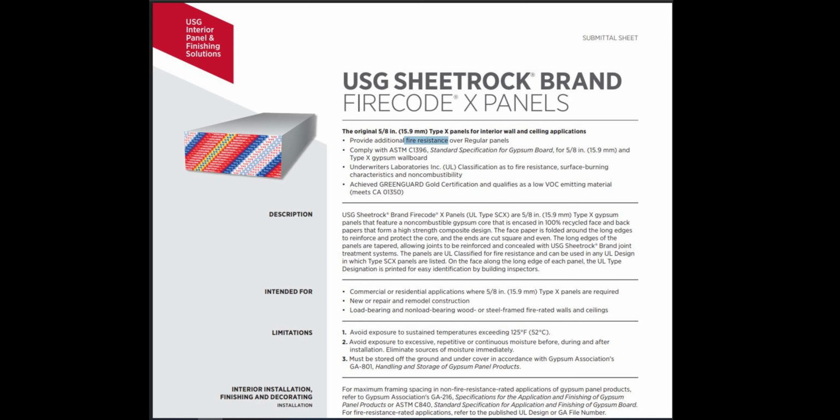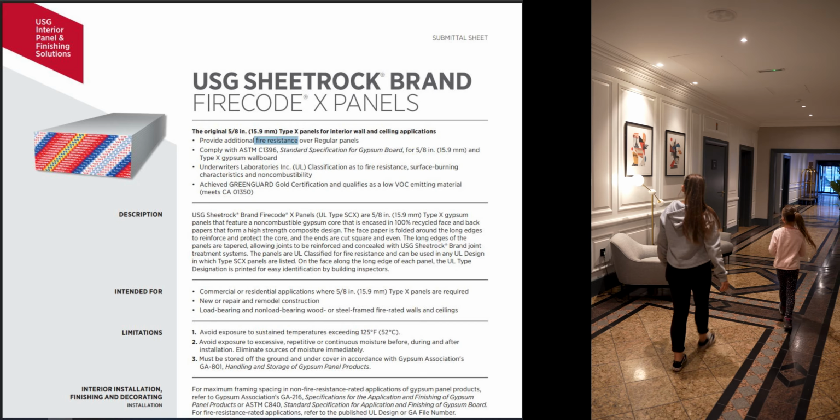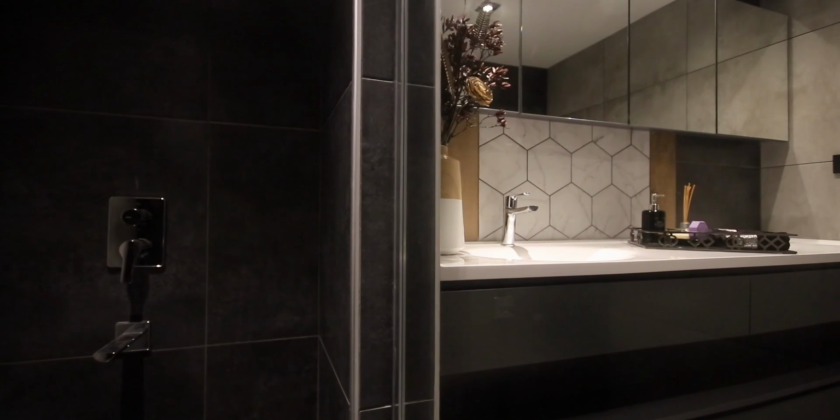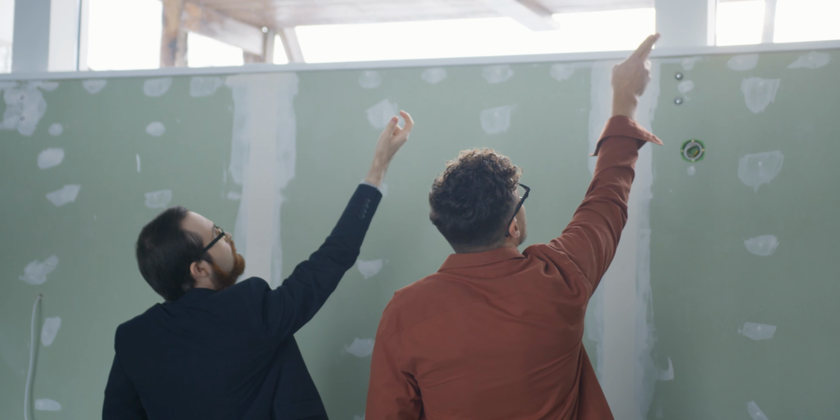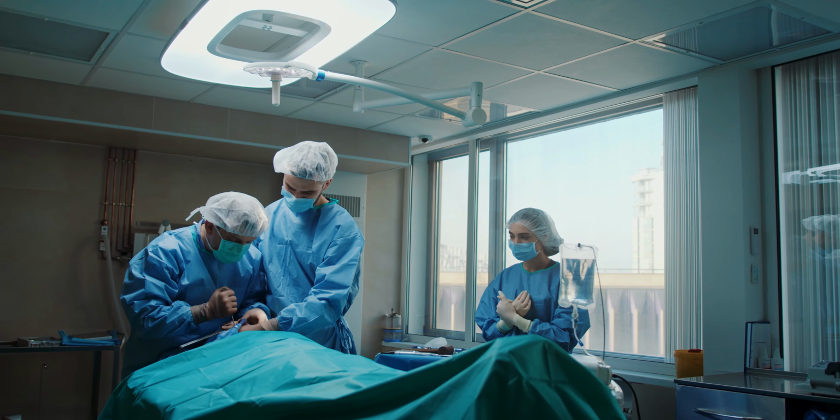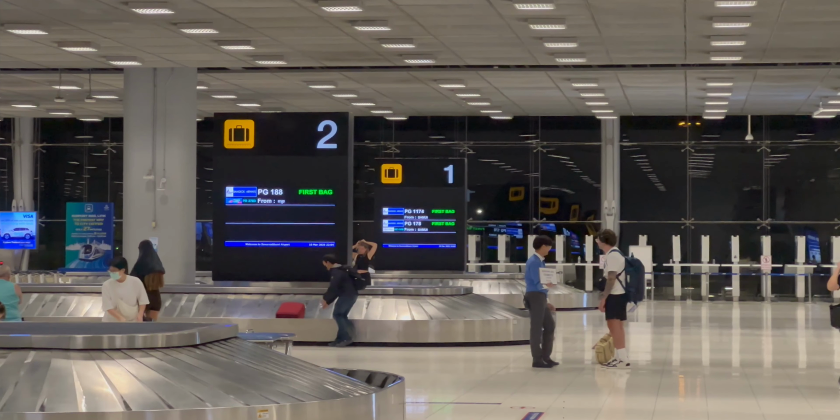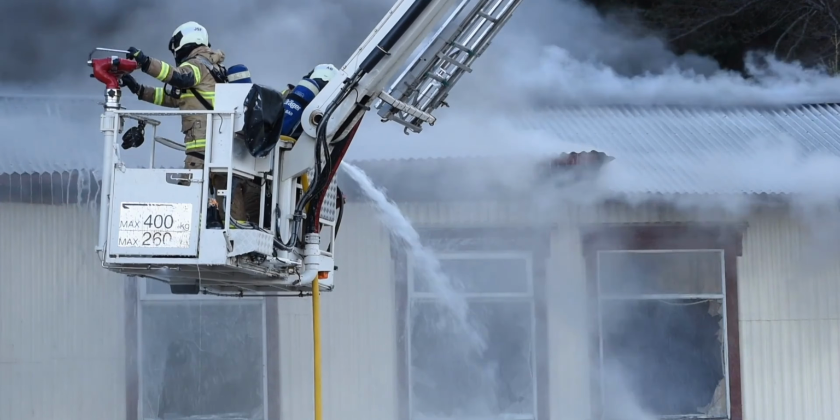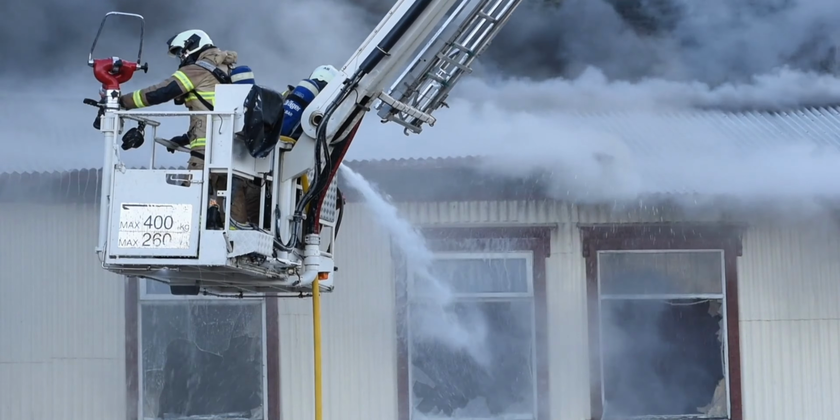Type X board is used where fire resistance is required. Moisture resistance board is used in bathrooms and humid areas. Impact resistance boards are used in schools, hospitals, and high traffic locations. Selecting the correct board type is critical because it directly affects fire, sound, and moisture performance.